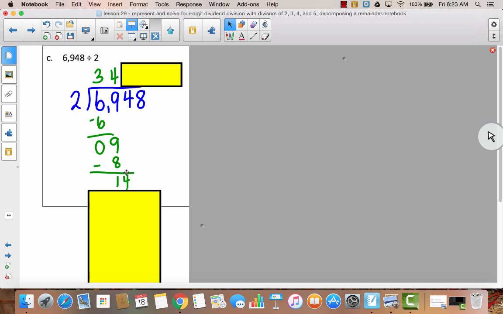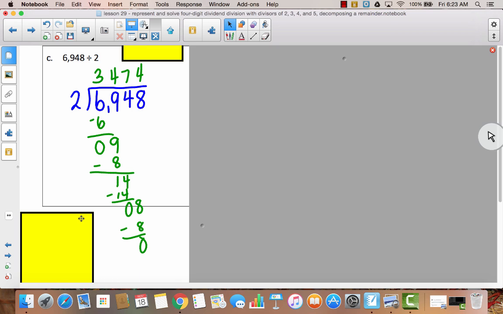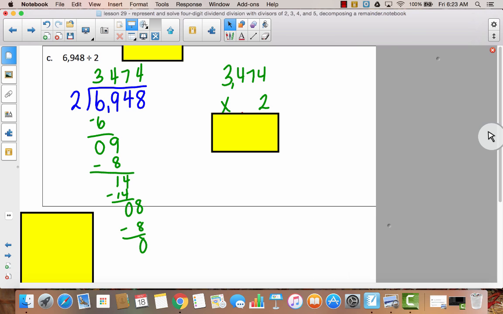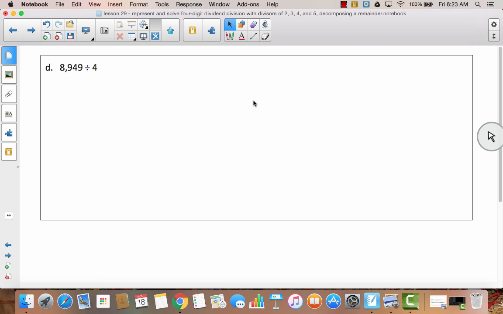I add that to my 4 tens. I've got 14 tens. 14 tens divided by 2 is 7. 7 times 2 is 14. When I subtracted, I had 0. I added my 8 ones, and 8 divided by 2 was 4, and 4 times 2 is 8, so I ended up with a remainder of 0. So then I was ready to check my work. I did 3,474 times 2, and that gave me 6,948. All right, let's try D.